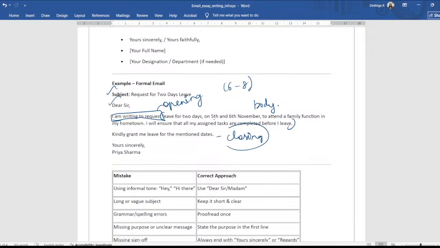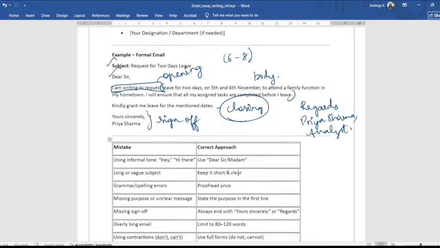And then you give a closing line. This closing line is to ask them to kindly grant you the leave for the mentioned dates, and followed by that you sign off. You can use regards, and you can use Priya Sharma, for example, a developer, analyst, or anything. This is how you write an email professionally.